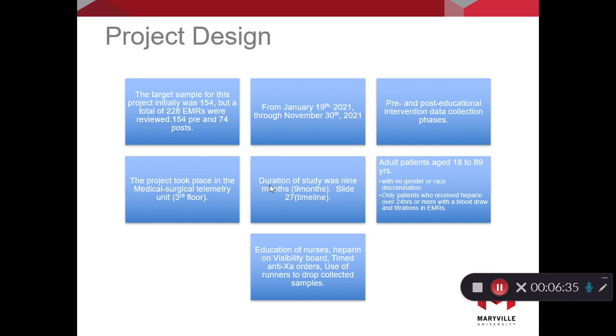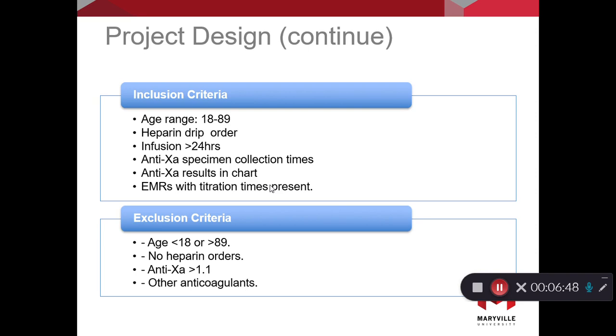Adult patients aged 18 to 89 years were used for this study. There was no gender discrimination or race discrimination. Only patients who received heparin drip over 24 hours were involved in this project. Inclusion and exclusion criteria are listed here.